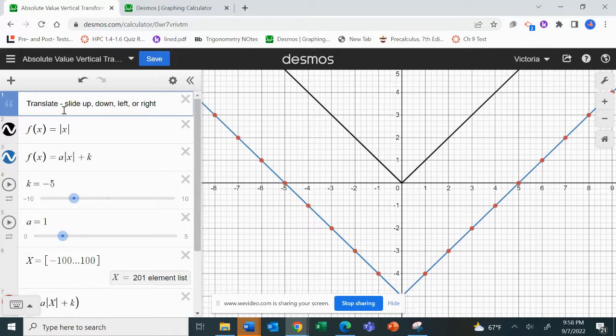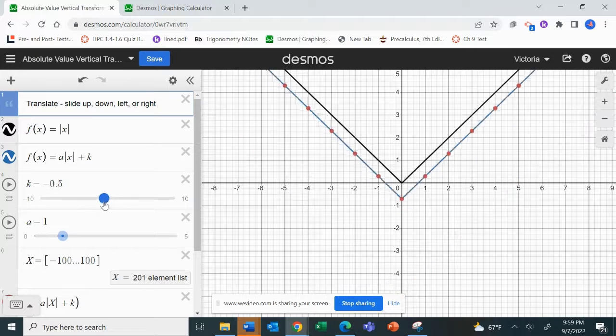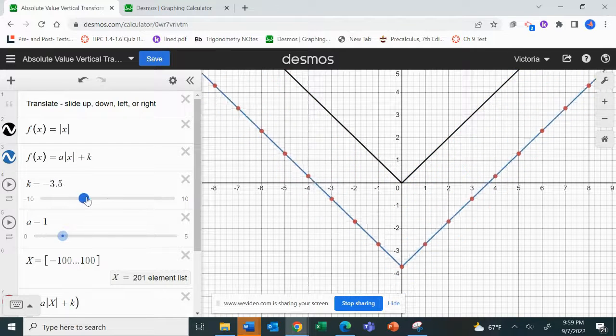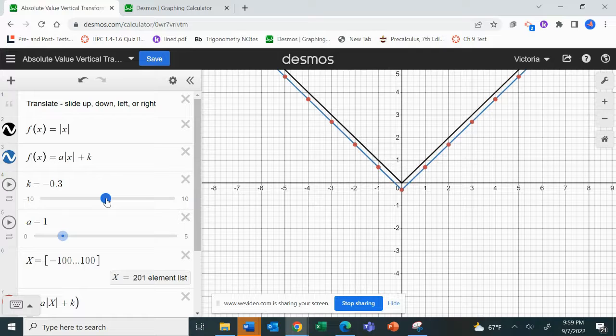So we're going to translate this graph either up, down, left, or right. So far, I've showed you that if we add on a number bigger than 0, it's going to slide it or translate up. If we add on a negative number, or you might see it as subtraction, it's going to translate down. So that's the first thing that we practiced with today.